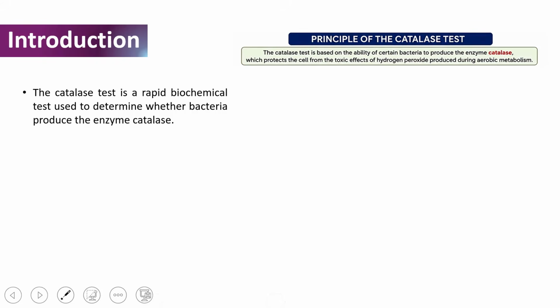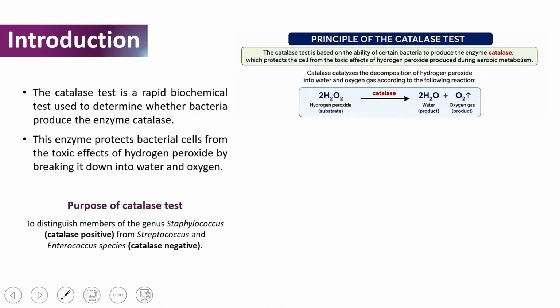Before we look at the principles, what I want us to note is that the Catalase test is a rapid biochemical test which is often used to determine bacteria that have the ability to produce the enzyme catalase. This test is a quick test which is used to distinguish members of the genus Staphylococcus that are catalase positive from Streptococcus and Enterococcus species that are catalase negative.